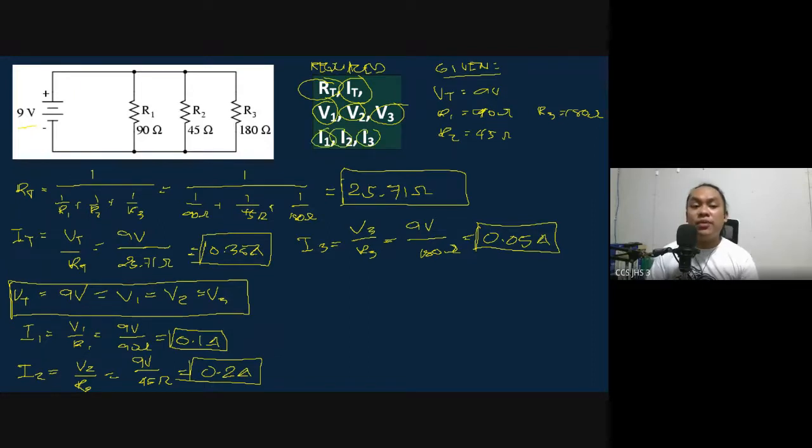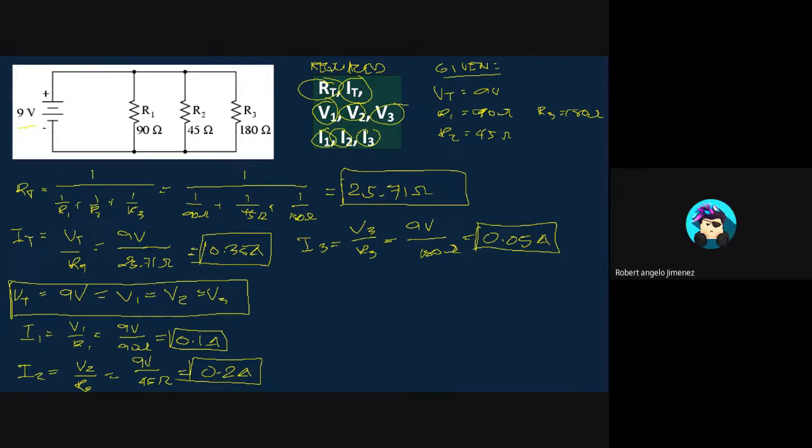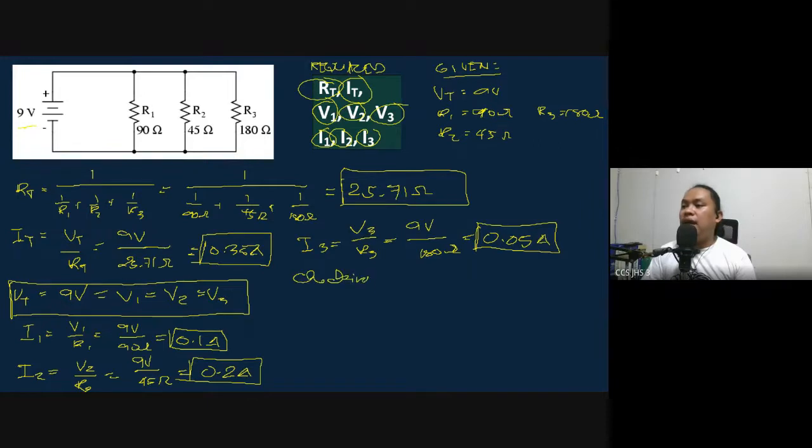Are we finished now with our solution? What do you think? No, we need to check. Very good. Let's do the checking. We can use any parameters from the given problem. This time, let us use R sub 1. What formula are we going to use? Ohm's law: R sub 1 is equal to V sub 1 over I sub 1. Substitute: 90 ohms is equal to V sub 1, 9 volts, divided by I sub 1, 0.1 ampere.